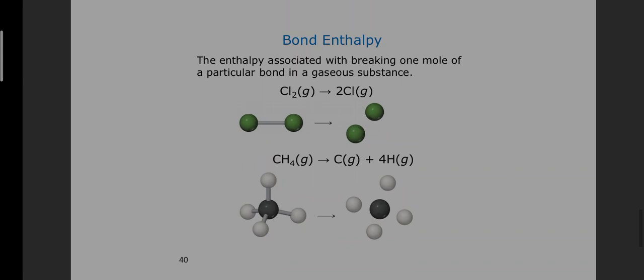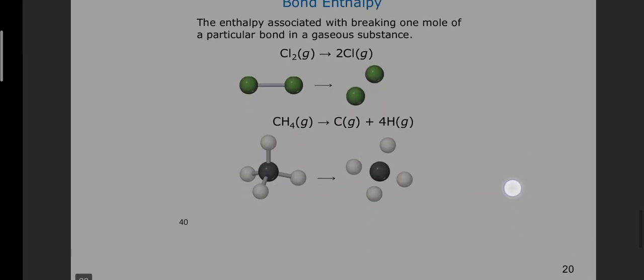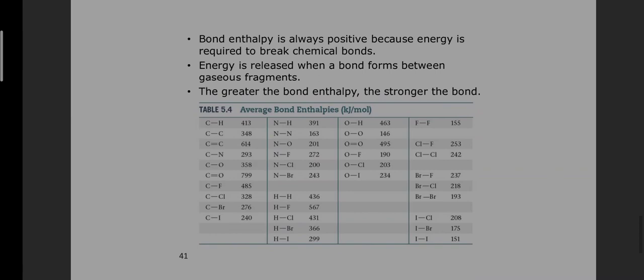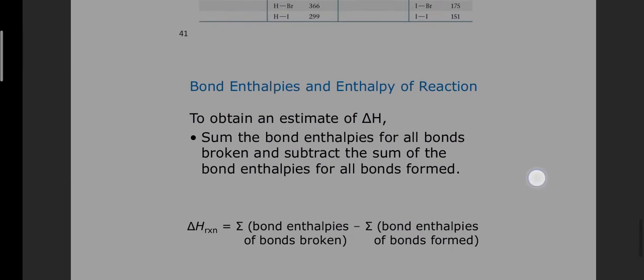Next is bond enthalpy. The enthalpy associated with breaking 1 mole of a particular bond in a gaseous substance is called bond enthalpy. Bond enthalpy is always positive because energy is required to break chemical bonds. Energy is released when a bond forms between gaseous fragments. The greater the bond enthalpy, the stronger the bond.